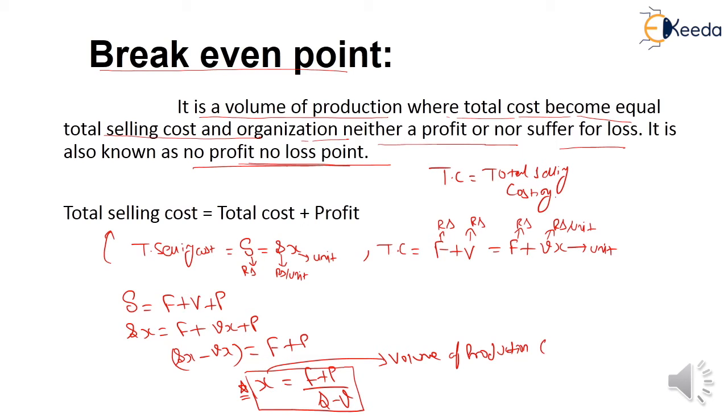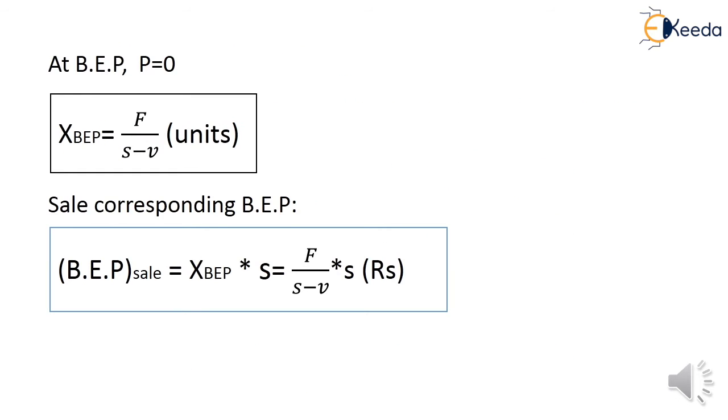in units corresponding to profit P. What does x represent? It is the volume of production corresponding to a profit P. Please be careful about the units. In the exam, the examiner gives different units in the question, so please be careful with units. Students, the capital F is in rupees and small s is in rupees per unit and small v is also in rupees per unit.